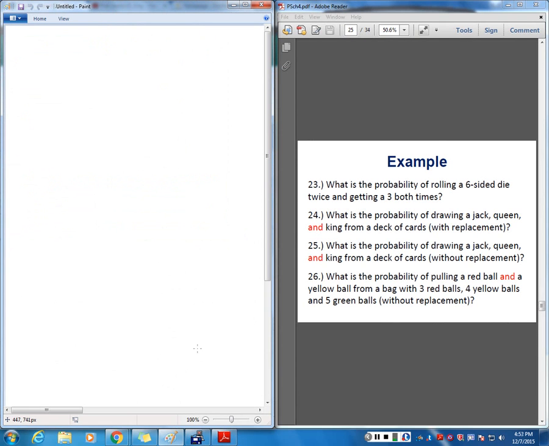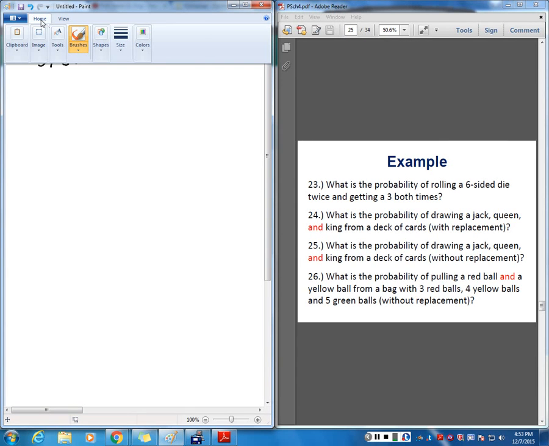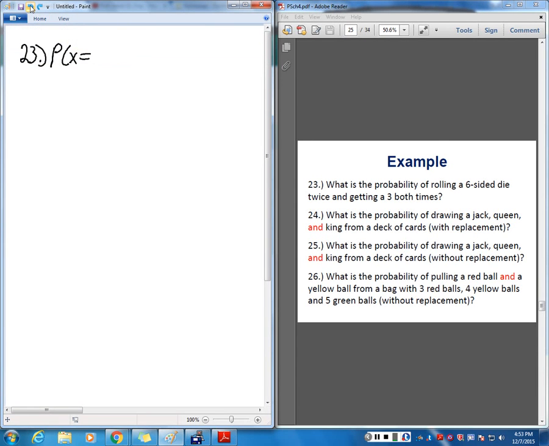Number 23. Says, what's the probability of rolling a 6-sided die twice and getting a 3 both times? So that's the probability that x equals 3 and 3.